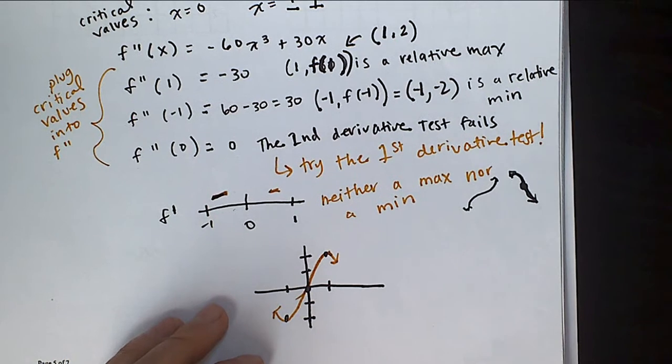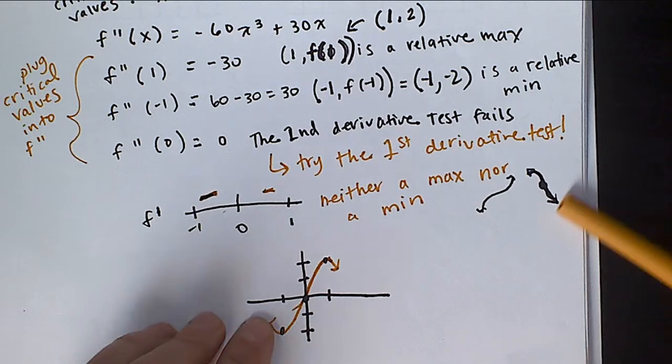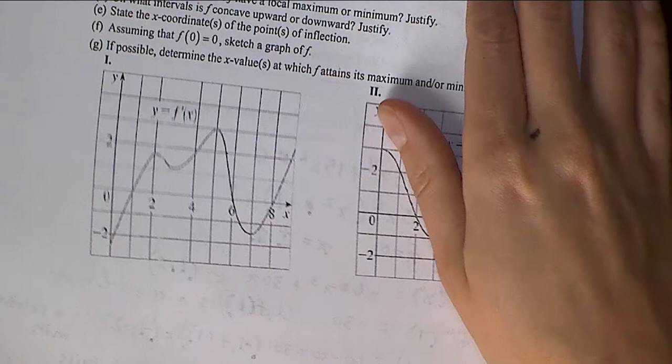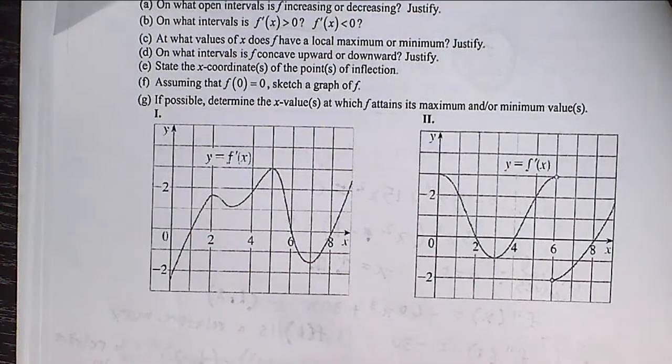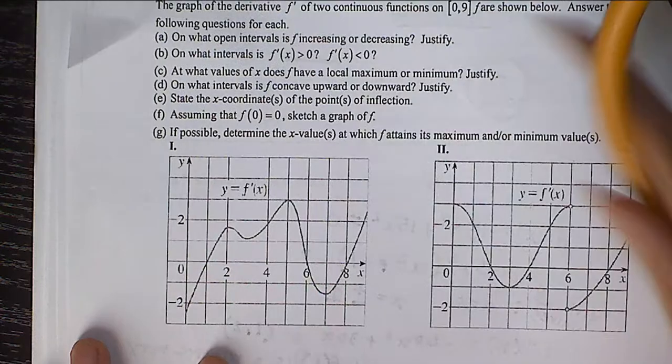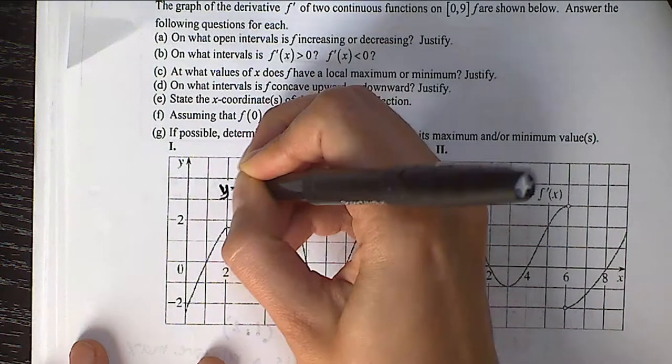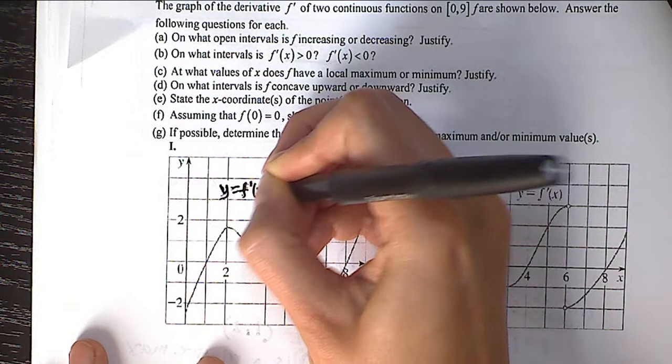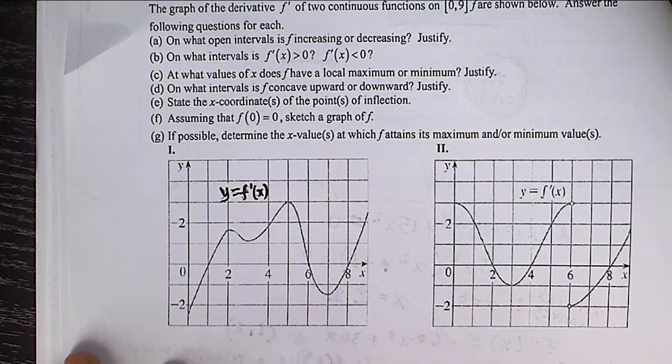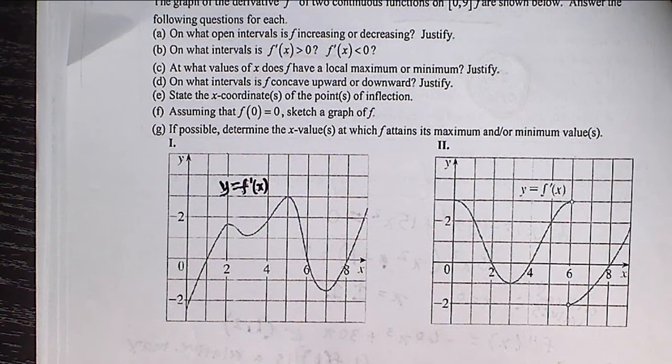Alright. These next problems are pretty interesting. We're not given an equation. This is how we're going to determine things graphically, just looking at a graph of y equals f prime. We're given a graph of the derivative, and we have to figure out what the original function looks like.